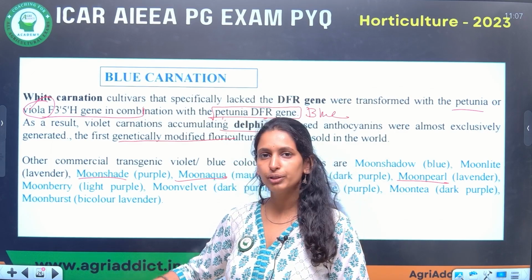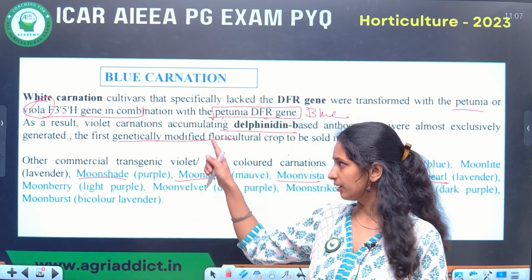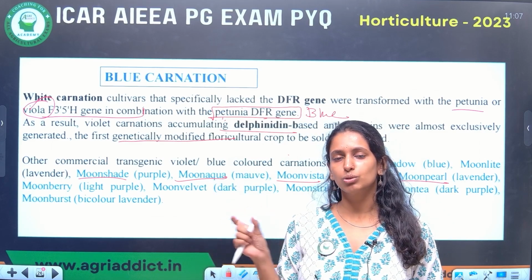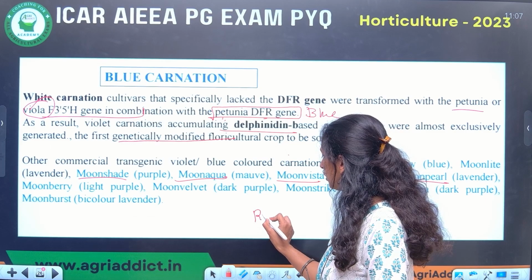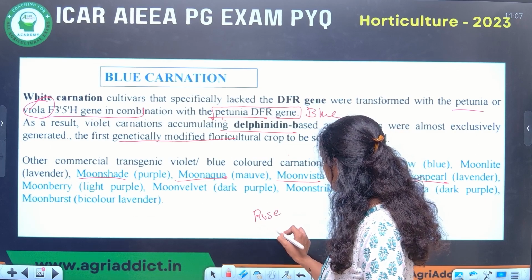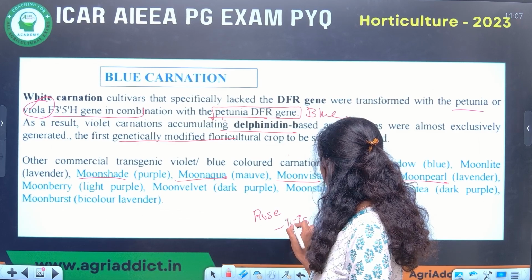Next, in the same way you study about the blue roses also. In that also they have applied the same principle, but the source is different. They have used the DFR gene in case of rose from iris flower. Iris, that you remember.